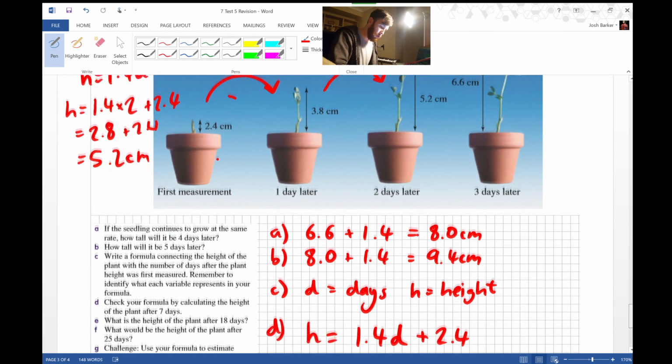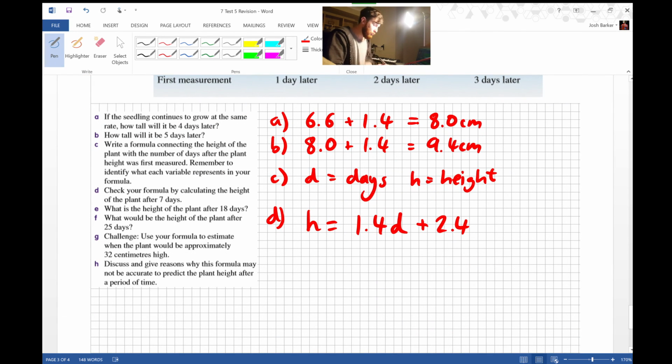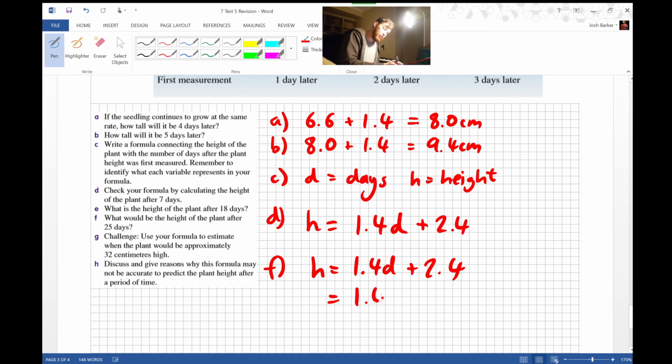Now the other questions that we have on here, I'm not going to go into the last two. I'm just going to do one more. I'm going to do, let's say, F. I'll pick at random. What's the height of the plant after 25 days? So the height is equal to 1.4d plus 2.4. So 1.4 times the number of days, which is 18. No, it's not. For F, it's 25. And then I'd add 2.4 onto that, and I'll let you guys work that out yourselves.